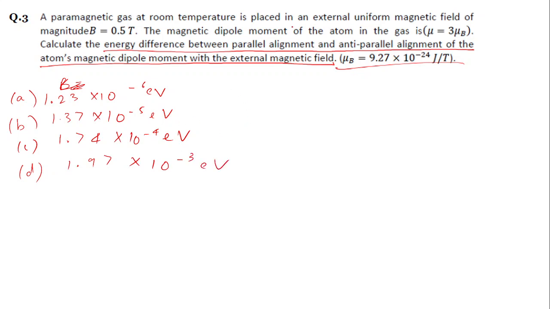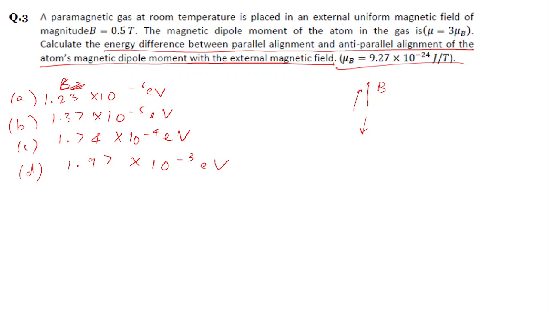These are the options, and in the question, first let's read it. A paramagnetic gas at room temperature is placed in an external uniform magnetic field of magnitude 0.5 Tesla. The magnetic dipole moment of the atom in the gas is 3 Bohr magneton. Calculate the energy difference between parallel alignment and anti-parallel alignment of the atom's moment with the external magnetic field. So either the magnetic moment can lie along the direction of the field or opposite to the direction of the field.